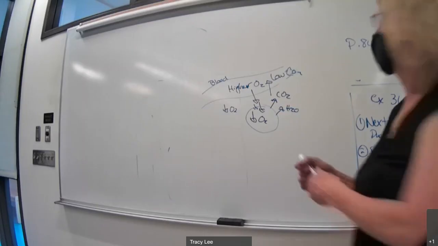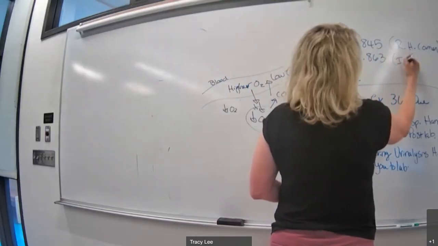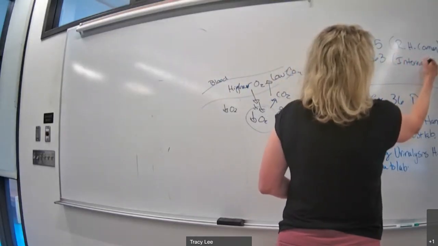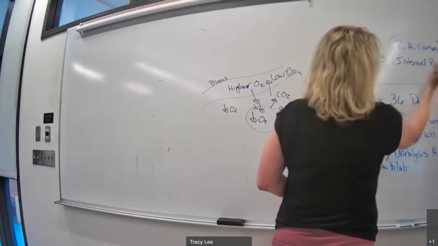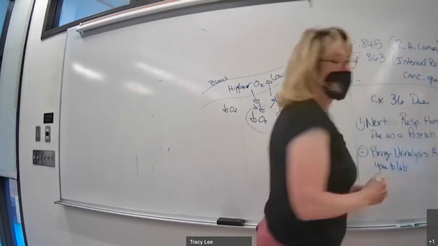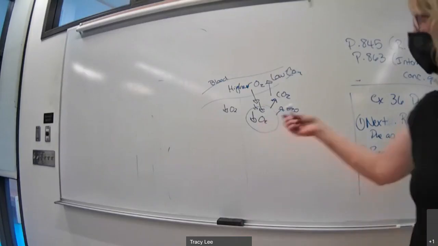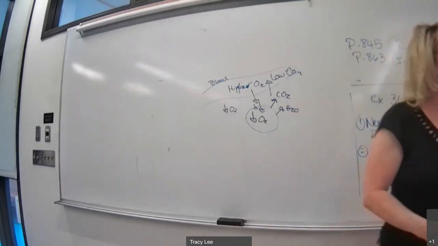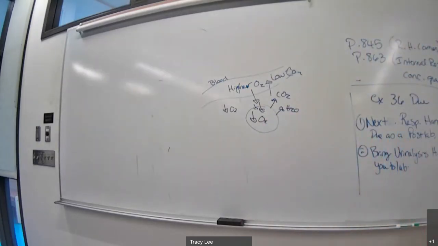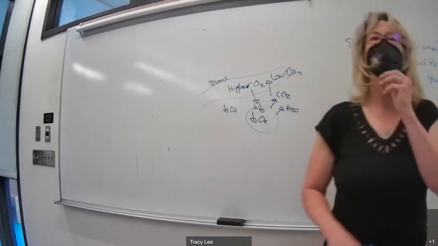It's on page 863. This is internal respiration, and it shows the concentration gradients. I really like that photo on there as well. It gets into the exact partial pressures. What is partial pressure? Anybody know?